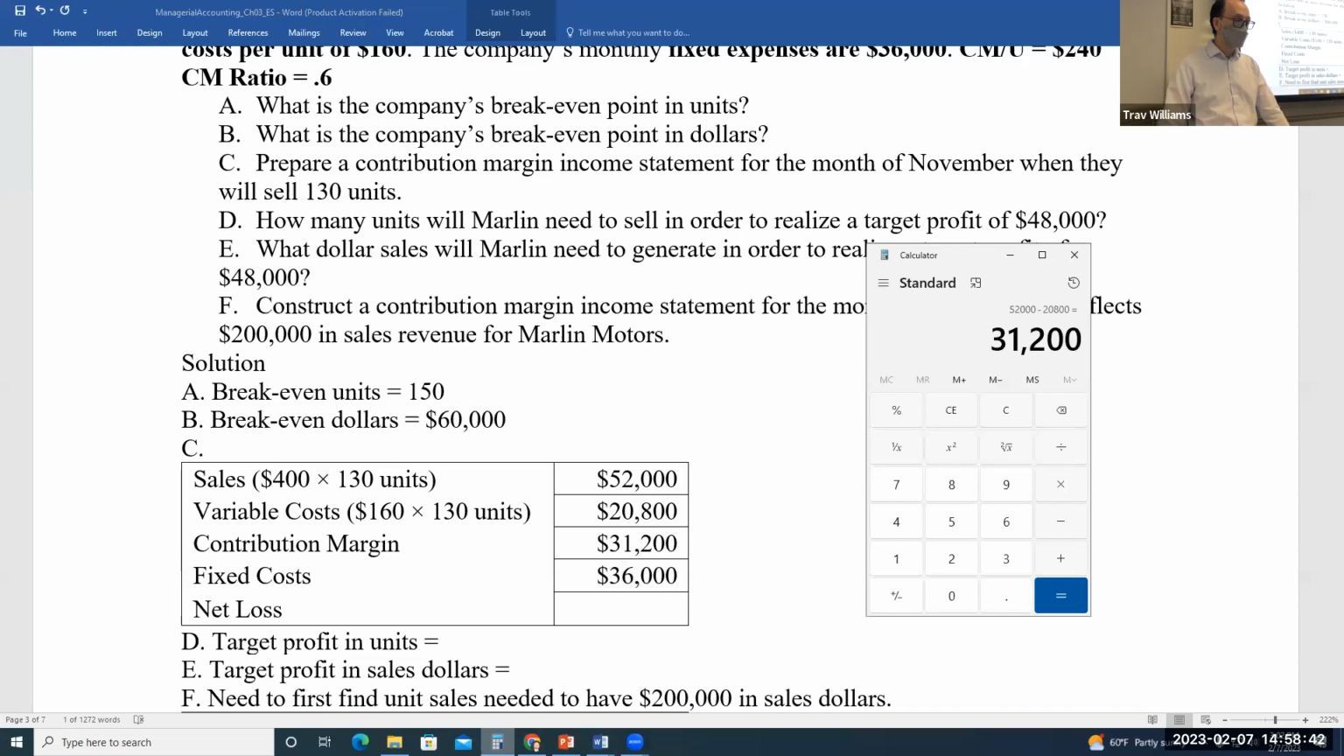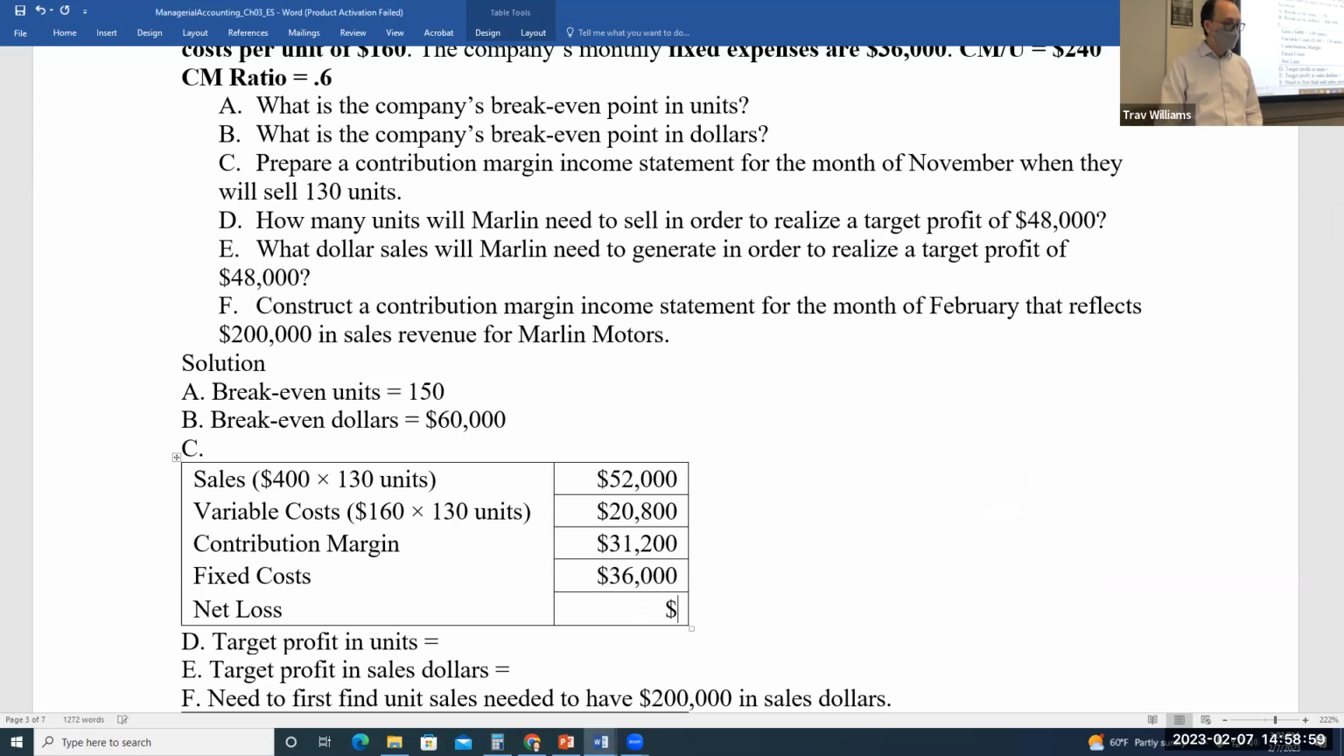The 31,200 minus 36,000, we have a loss of $4,800 or a net income of negative $4,800. You could say it either way. Since this says loss, I'm not going to put the negative sign because we already know it's a loss, and I'm just going to put $4,800. Joseph? Not the quiz, that's one of the questions.